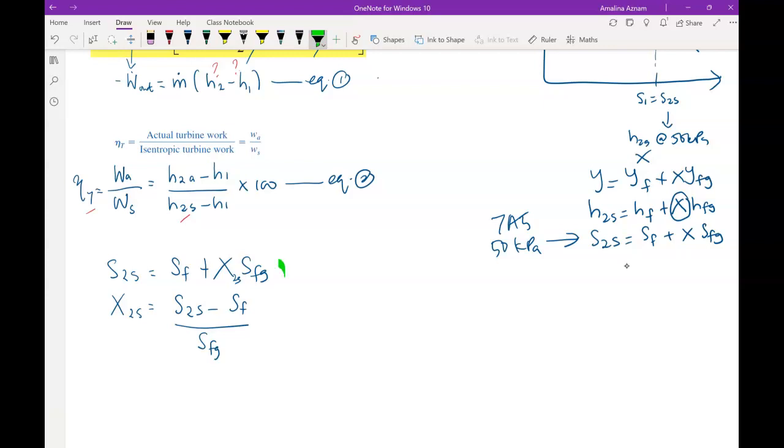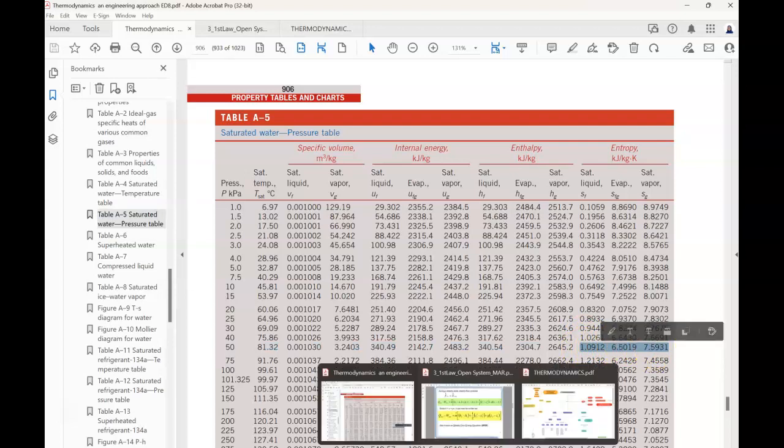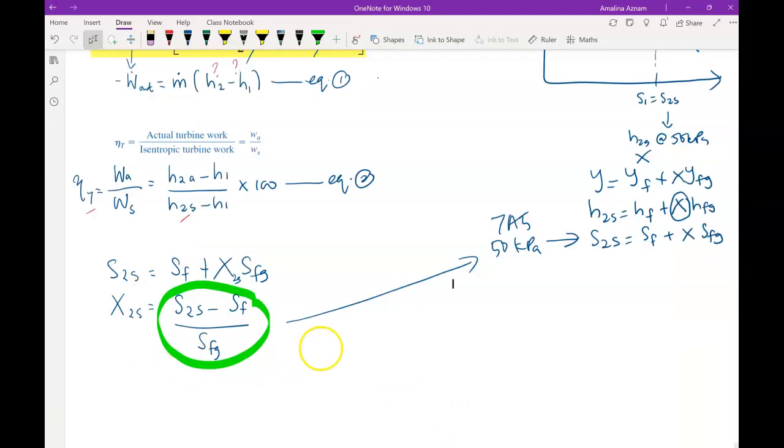And all these values are going to be read from table A5 at 50 kilopascal. So let's have a look at our property table here. So we have table A5, and at pressure 50, what will be the combination of our s? So we have this one over here. Let me copy paste it first into our notes over here.